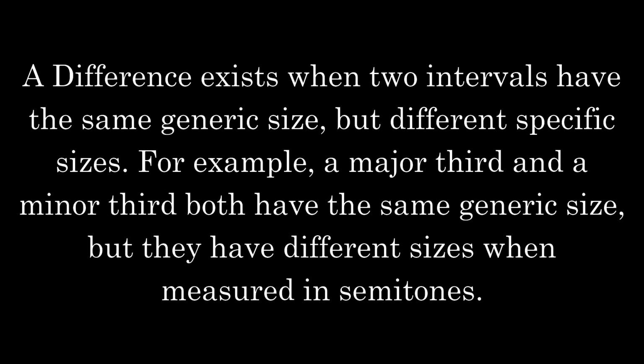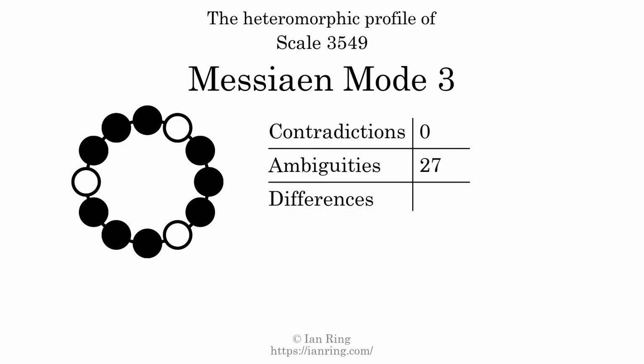A difference exists when 2 intervals have the same generic size, but different specific sizes. For example, a major third and a minor third both have the same generic size, but they have different sizes when measured in semitones. The number of differences in this scale is 108.